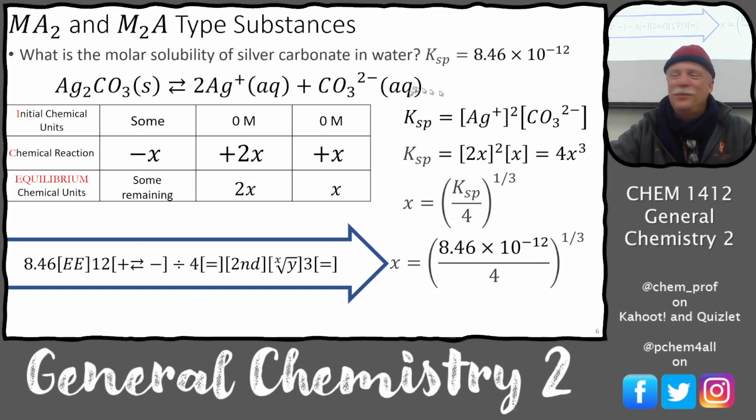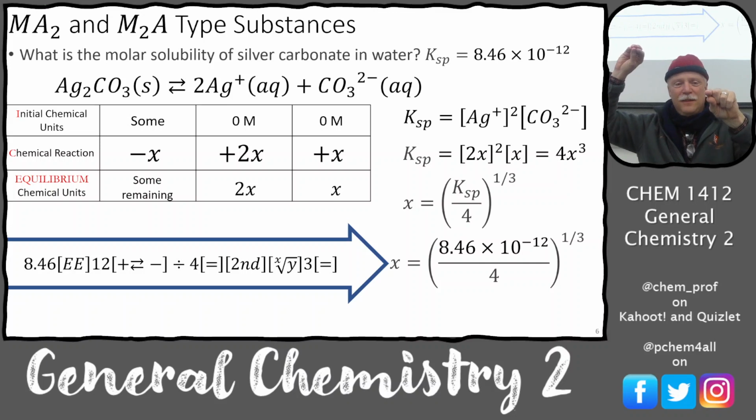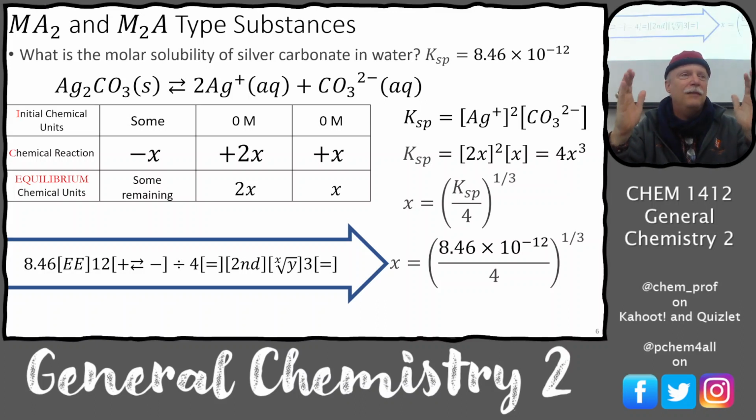Okay, it looks pretty complicated. Yeah, you're used to this first part, right? All the way up to the first equal sign, right? 8.46. You hit the double E key to do the scientific notation. You type in 12, and then you hit the change sign, and that makes it minus 12. So that's how you enter 8.46 times 10 to the minus 12. Then divide by 4, equals.